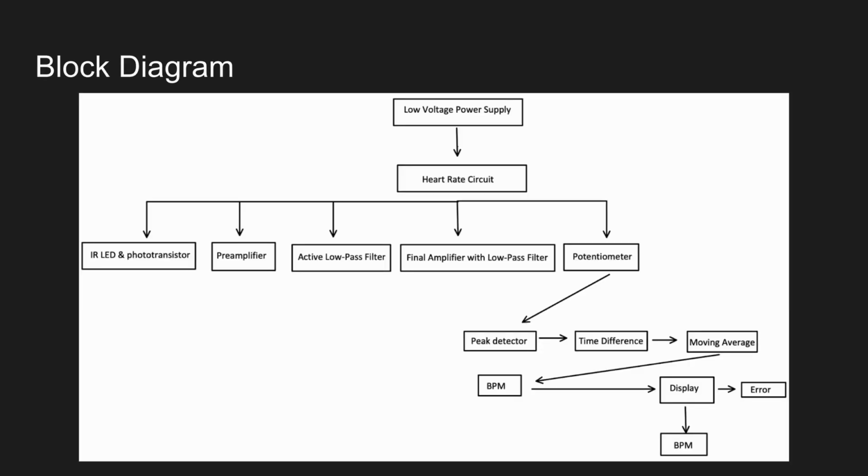First, we connected a low power supply to our heart rate circuit, and our heart rate circuit was comprised of an IR LED and photo transistor. We also had an amplifier, an active low pass filter, a final amplifier with the low pass filter, and a potentiometer. And then this would output to the STM board. We used the ADC input pin, and then we ran a peak detector algorithm, time difference algorithm, and moving average algorithm. We use those 3 algorithms to compute the beats per minute and then finally display the BPM.